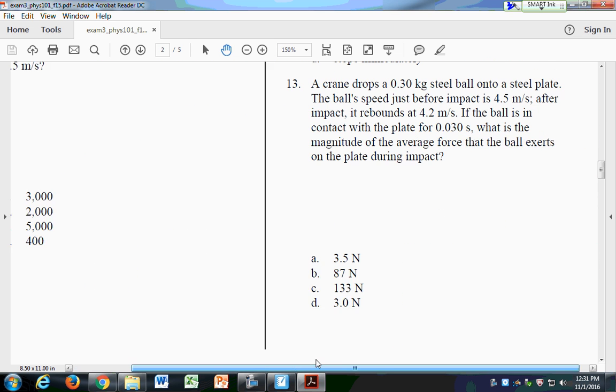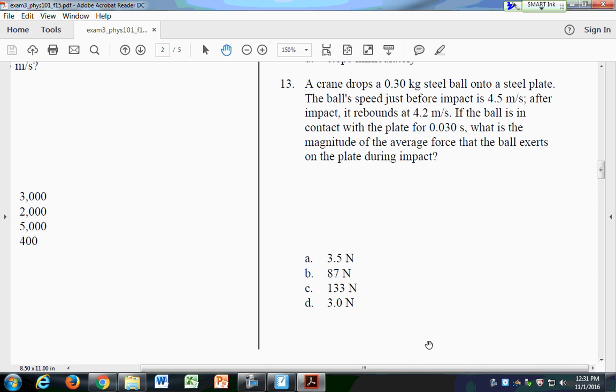I like this number 13 or something similar. I have this ball that's being dropped onto a steel plate. There's its speed after impact and before impact. The ball is in contact for 0.03 seconds. What is the force? Well, F is equal to delta P over delta T.